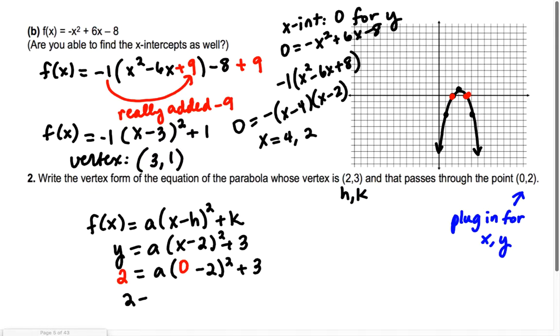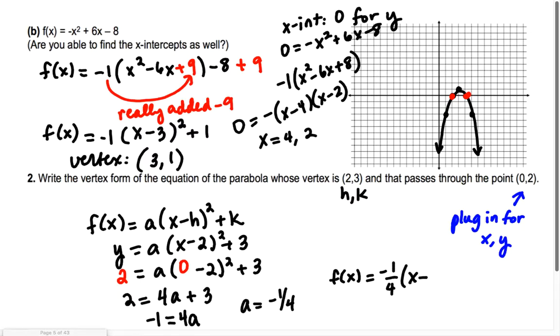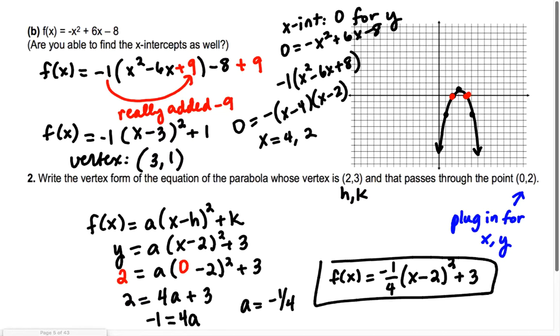So we get 2 is equal to a times negative 2 squared, so 4a plus 3. We subtract the 3 over, we get negative 1 equals 4a. So our a value is negative 1/4. So then once we have that, we're good to go. We have all the things we need, and now we just put back in our generic x and y, right? We don't put our 0, 2 back in. So we have f of x or y equals a, which was negative 1/4, x minus h is always the 2, and then k is always the 3. So that's our final answer.